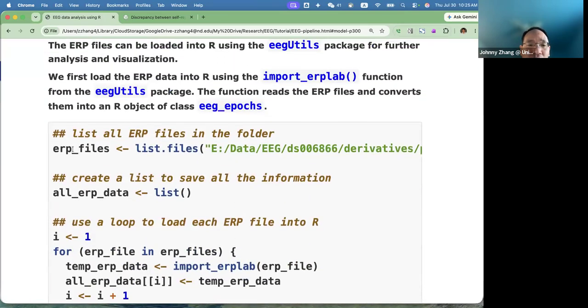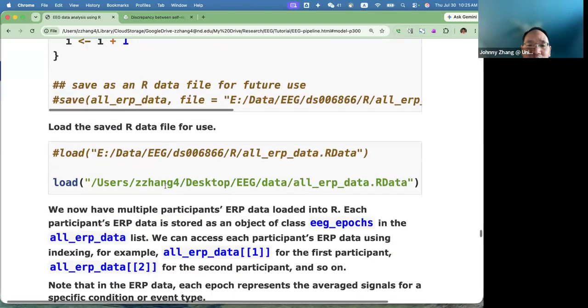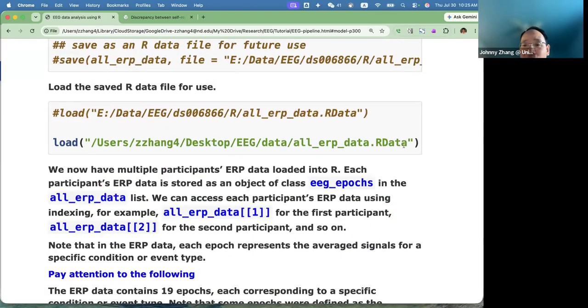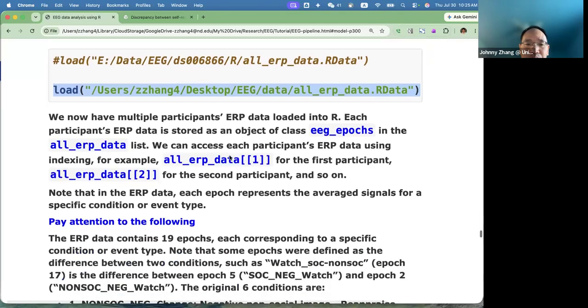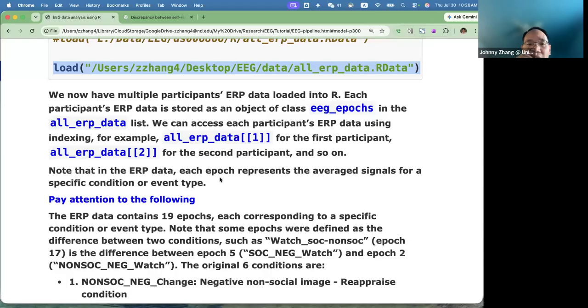So I'm going to load all those ERP files and then combine them together. I uploaded this data file onto our course web page, so if you are interested in ERP data analysis, you can directly load this data set. You don't need to process the individual files anymore. We have ERP data for 147 people. You can get data for each one here.